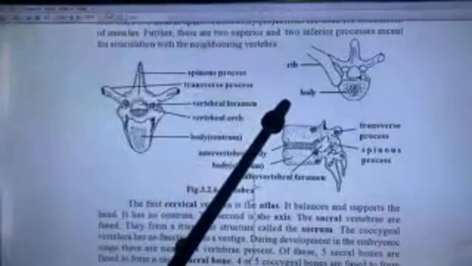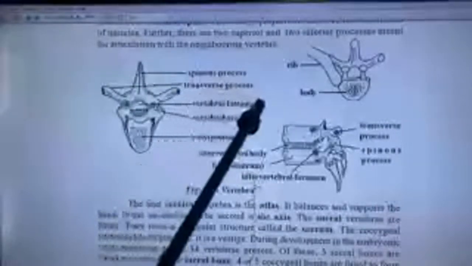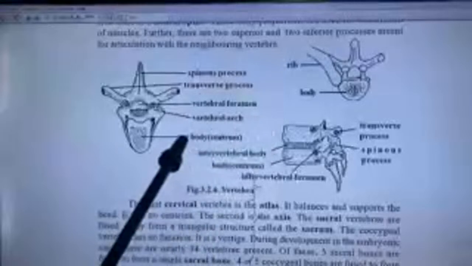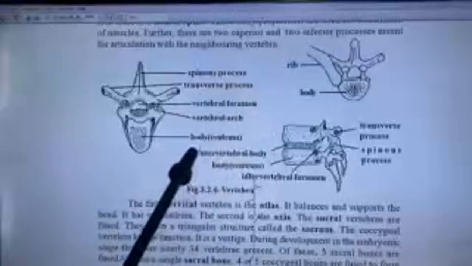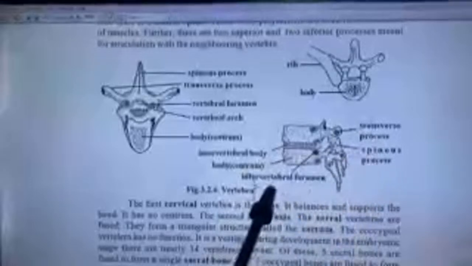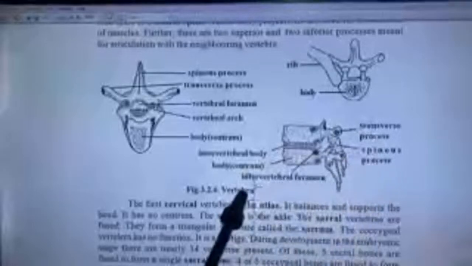rib. Body, spinous process, transverse process, vertebral foramen, vertebral arc, body or centrum. This one, body centrum, transverse process, spinous process, vertebral foramen.